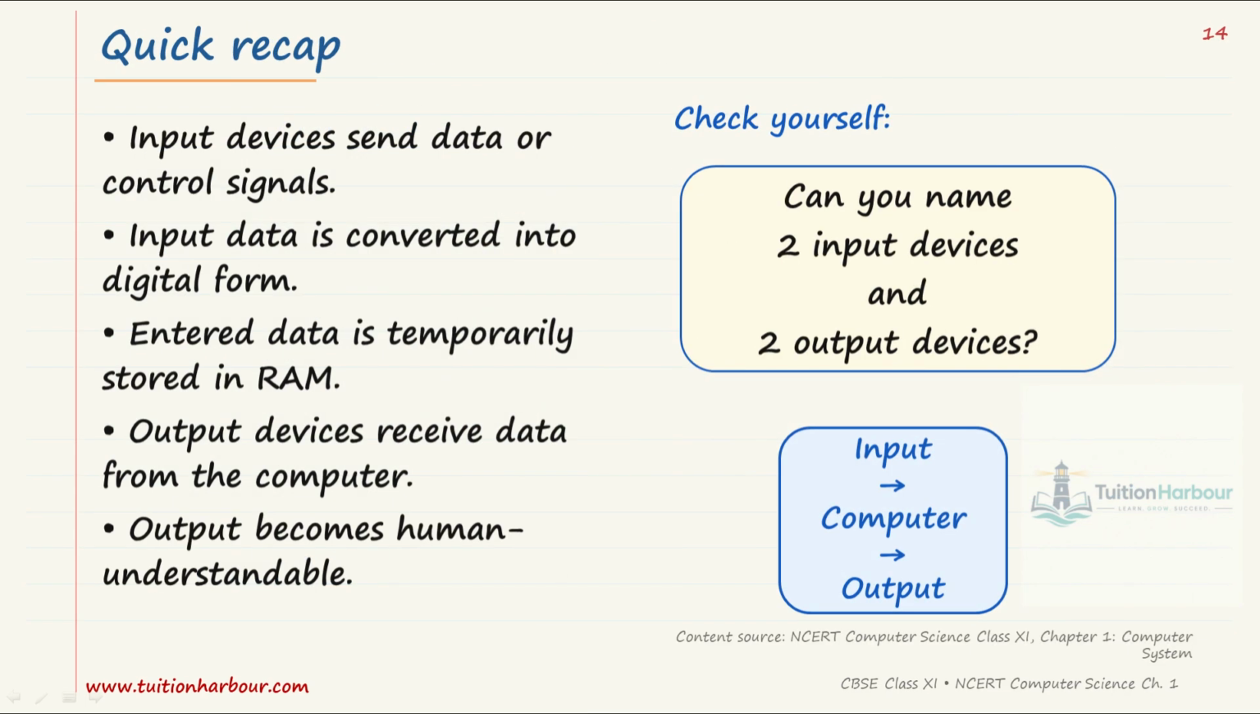Let us recap. Input devices include keyboard, mouse, scanner, touchscreen, and voice input. Output devices include monitor, projector, headphones, speakers, printer, and 3D printer. Input goes into the computer. The computer processes it and output comes out.